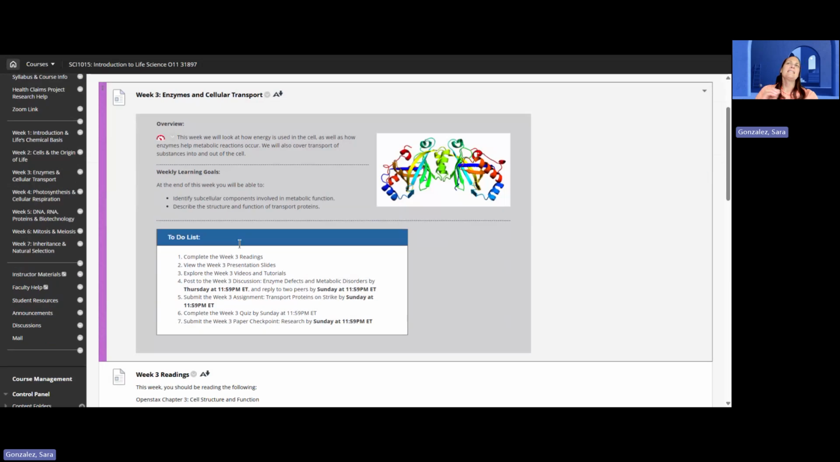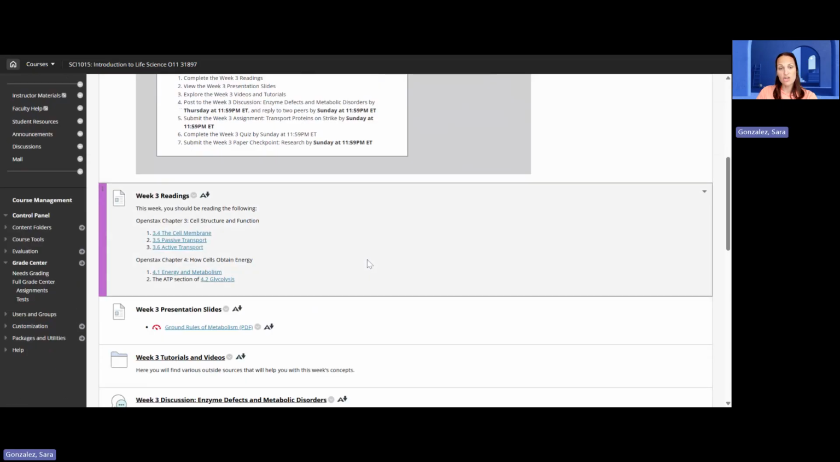So we're going to look at how the cell regulates what can come into the cell, what goes out of the cell, what they prevent from coming into the cell, for instance, like viruses and bacteria and things like that. We're also going to look at metabolic functionality as well.